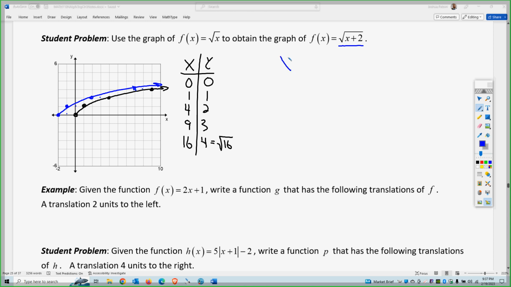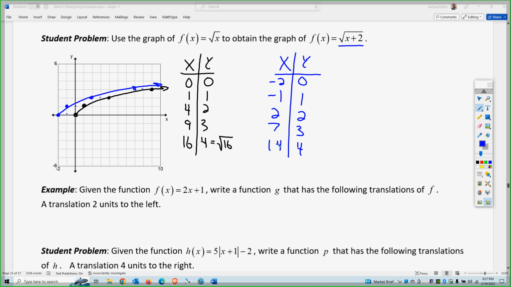What you'll notice is the y values in the graph do not change. They are 0, 1, 2, 3, and 4. What's happening is I'm subtracting 2 from the x value, so I get -2, -1, 2, 7, and 14 if I actually graph that one.